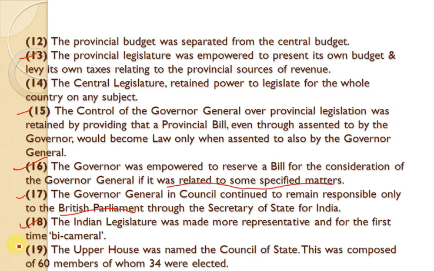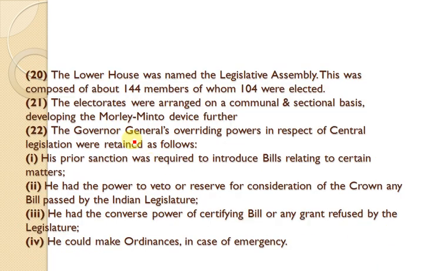The Indian legislature was made more representative and for the first time bicameral. That is, the upper house was named the Council of States, and this was composed of 60 members, of whom 34 were elected. The lower house was named the Legislative Assembly. This was composed of 144 members, of whom 104 were elected. The electorates were arranged on a communal and sectional basis, developing the Morley-Minto device further.